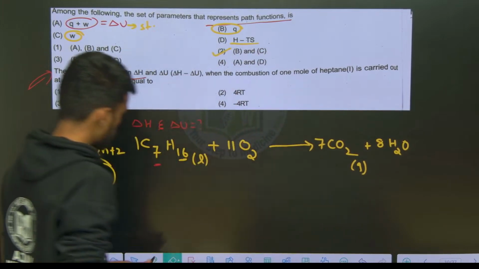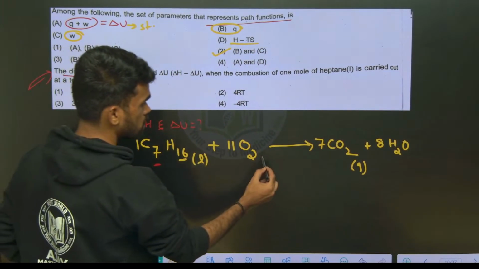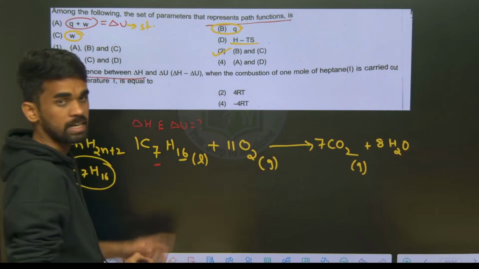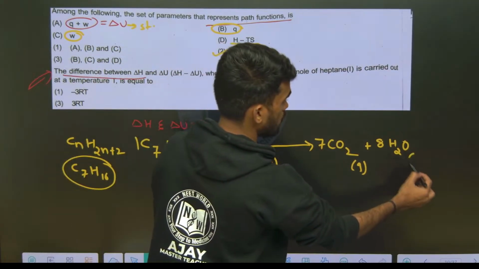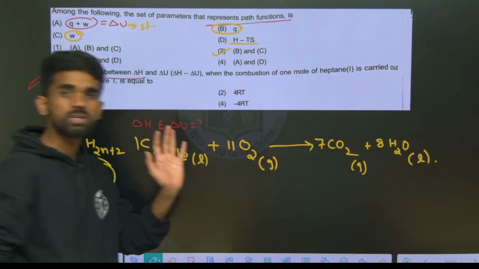After balancing, now look here. So this is a liquid. Oxygen will be in gaseous state first, right? Write it like that. So CO2 is gas and H2O will be in liquid state, normally at room temperature, consider.